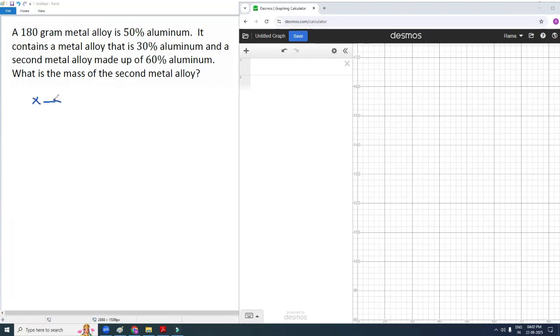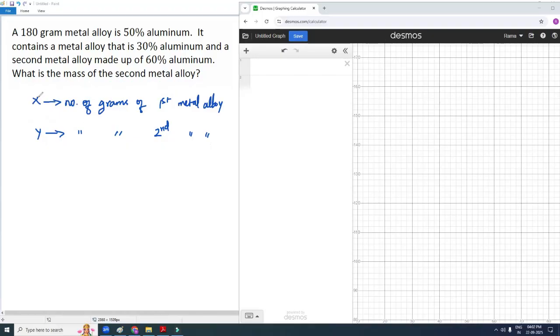Okay, let me say that X represents the number of grams of the first metal alloy. Let me write it over here: number of grams of first metal alloy. And Y represents the number of grams of second metal alloy. Our aim is to find the value of Y, which gives the number of grams of the second metal alloy, that is the mass of the second metal alloy.